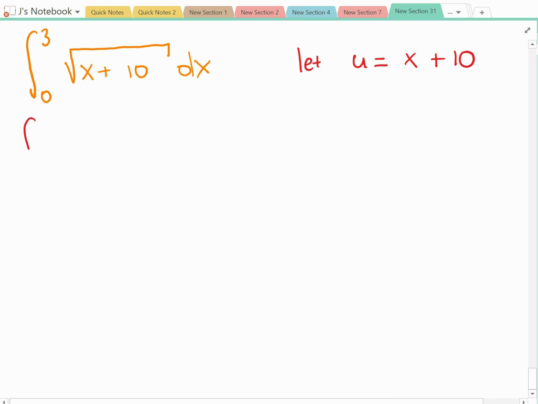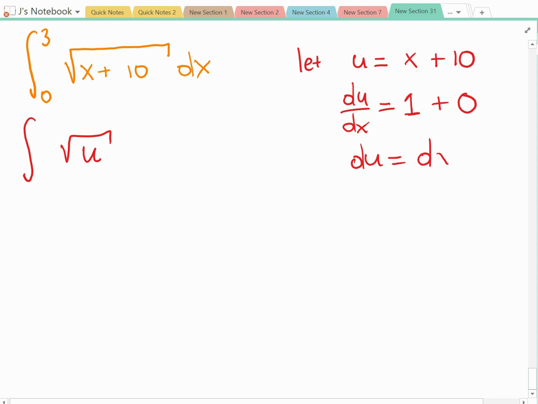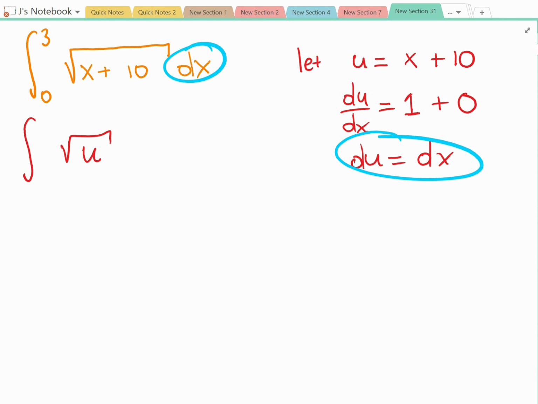So our integral is now going to be the square root of u. du by dx, what's the derivative of x? 1, plus the derivative of 10, which is 0. So du is equal to dx. That's a nice thing to substitute. So times du.